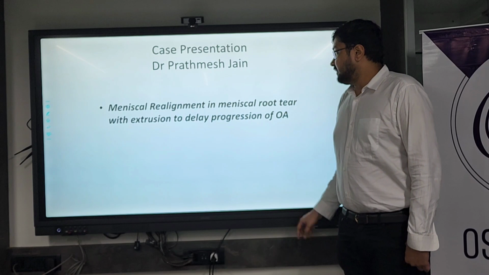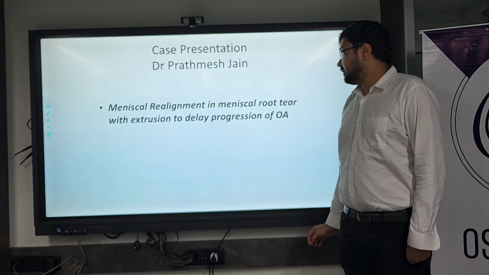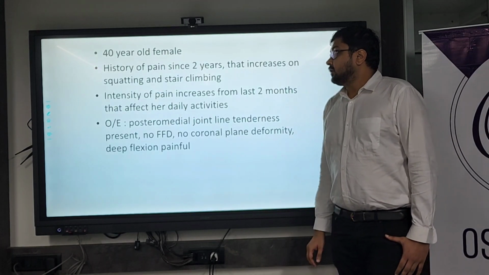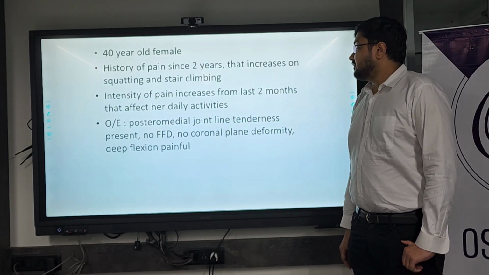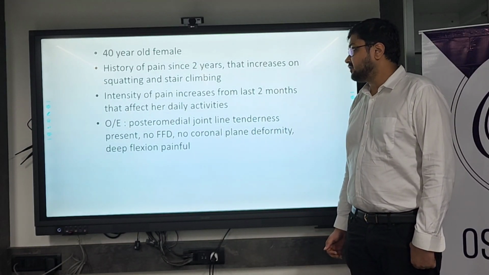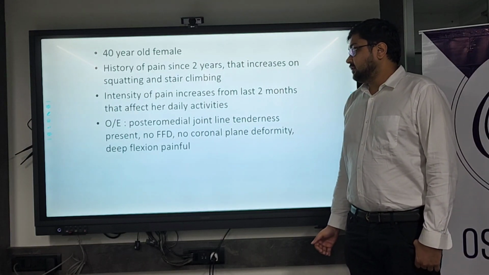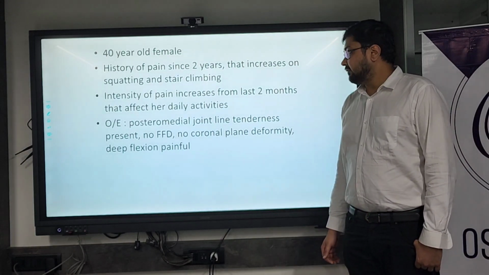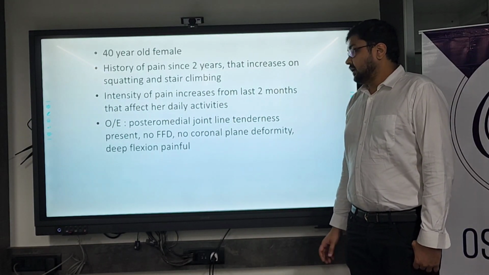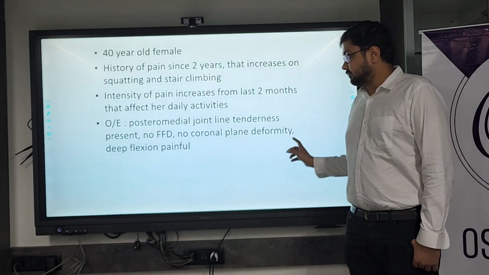So this is a case presentation: meniscus realignment in meniscal root tear with extrusion to delay the progression of osteoarthritis. So there's a 40-year-old female. She has a 2 year history of pain that increases on squatting and climbing stairs. The intensity of pain has increased over the last 2 months and has affected her daily activities. There is a posteromedial joint line tenderness. There is no fixed flexion deformity, no capsular deformity, and deep full flexion is painful.